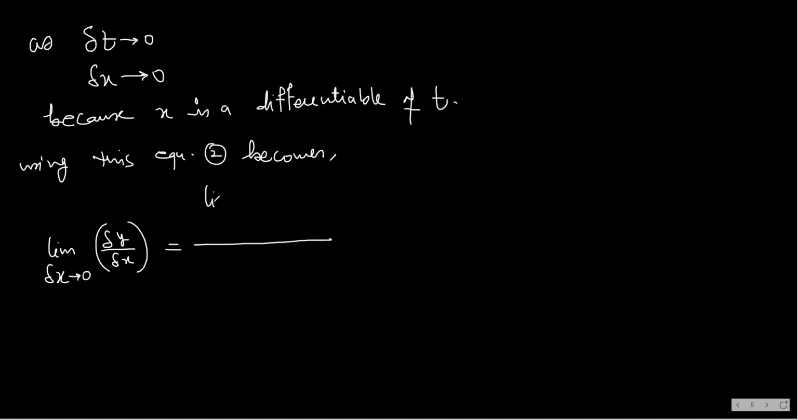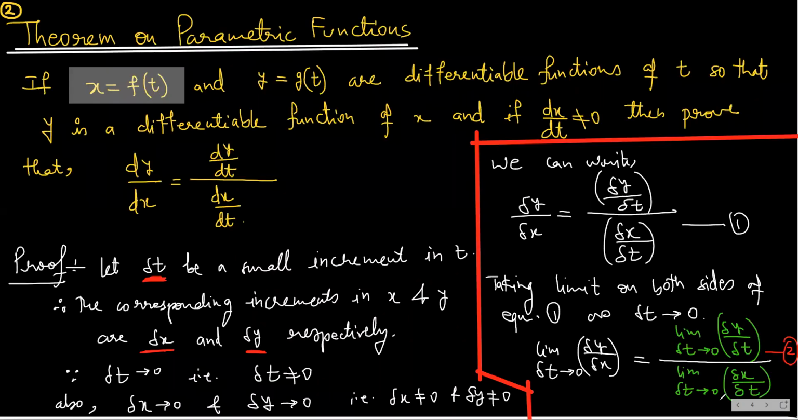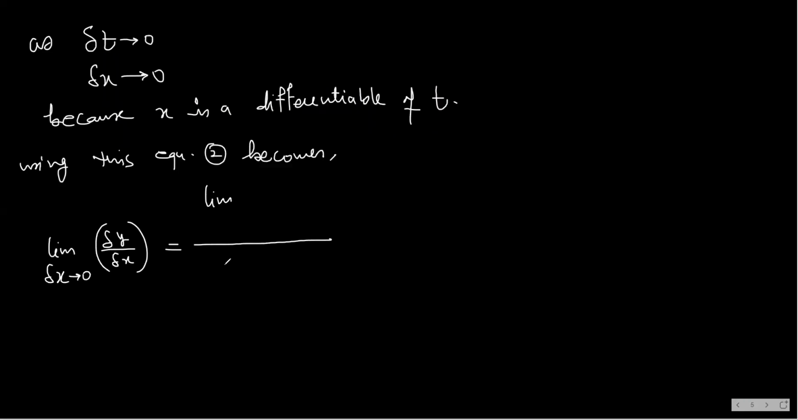limit delta t tends to 0, delta y by delta t upon limit delta t tends to 0, delta x by delta t. Okay, see how simple. This is equation number 3.